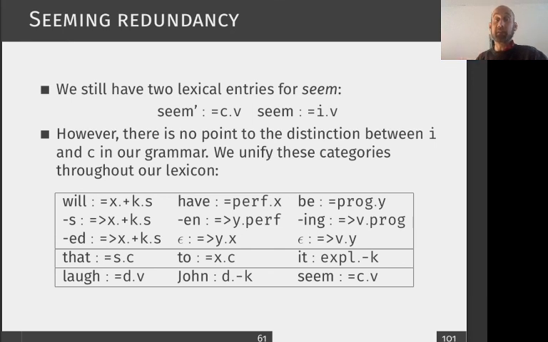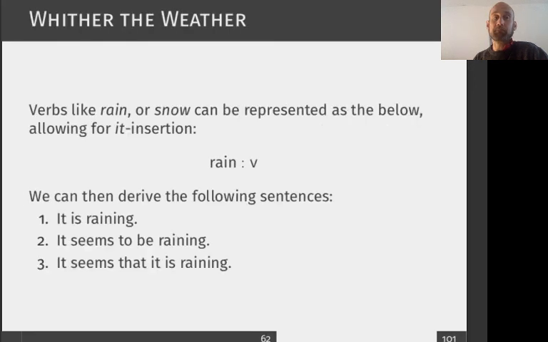We need to have something with a minus k feature in order to check the plus k feature of a finite tense. A normal DP has it, and it's alive in a non-finite clause. But it's not around in a finite clause. And so for the finite clause case, you have to add an it so you can check this plus k feature. So the distinction between I and C doesn't matter. We can just get rid of it. We can call everything C. And that makes the distinction between the two seems disappear.